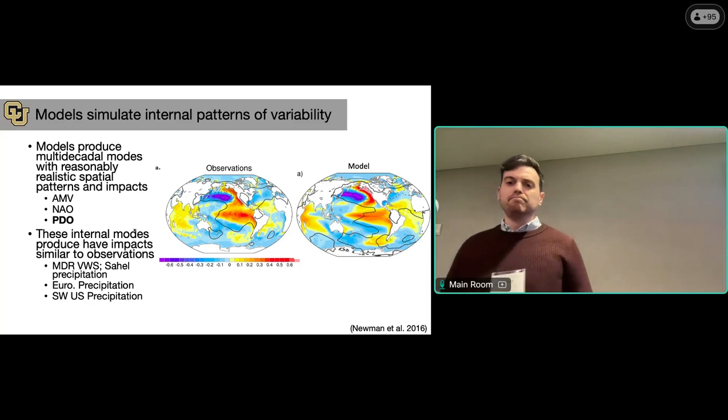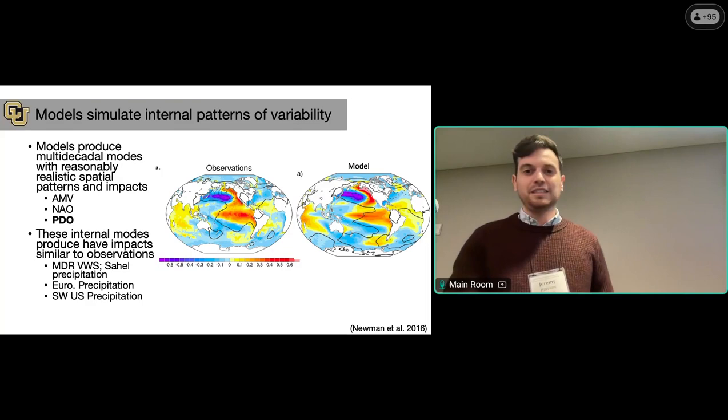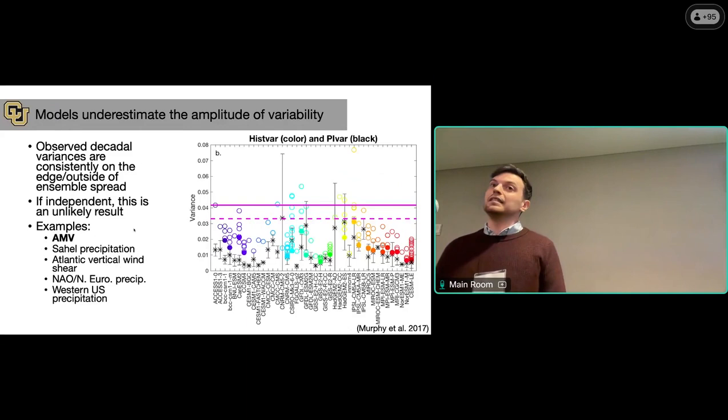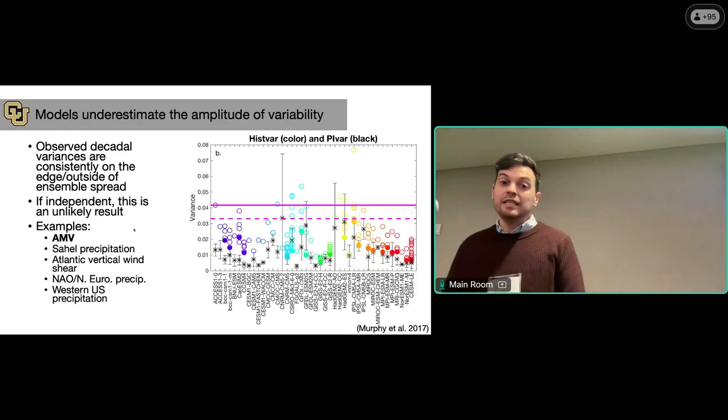So good job, models. We're getting something like observations. Now, what are they struggling with a little bit? We find that pretty consistently, observed decadal variances are on the edge or on the outside of the distribution of the ensemble spread. A first example of that is the AMV index.